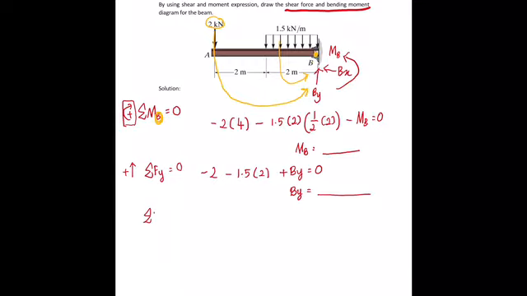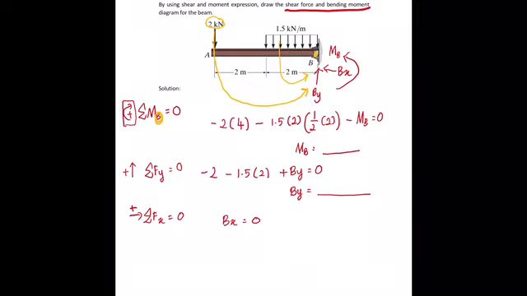And then don't forget the Px. Summation Fx is equal to 0. To the right is positive. Then we have Px is equal to 0. Okay, so this separation is very important. If this one is wrong, then all your calculation after this onwards will be wrong.